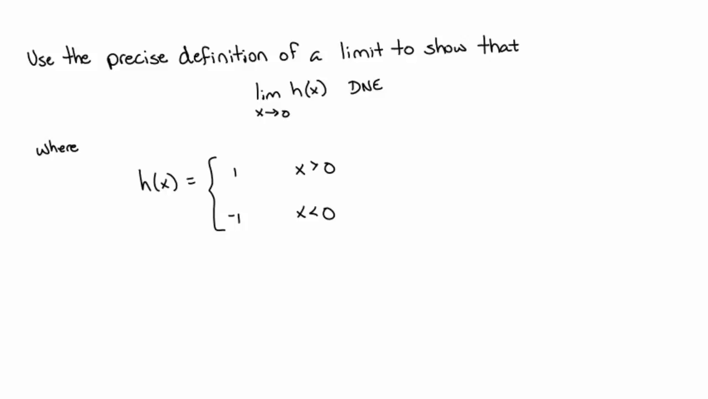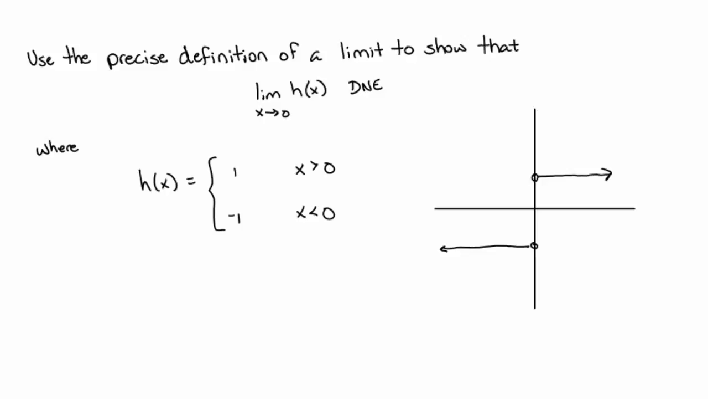In this video, we're going to use a precise definition of a limit to showcase that a limit does not exist, specifically for this piecewise defined function, which is 1 for x being greater than 0 and -1 for x being less than 0. Graphically, this should make sense because you have something like this, where your graph is disjoint, where you have this discontinuity at 0.